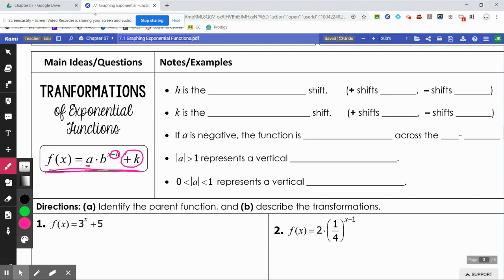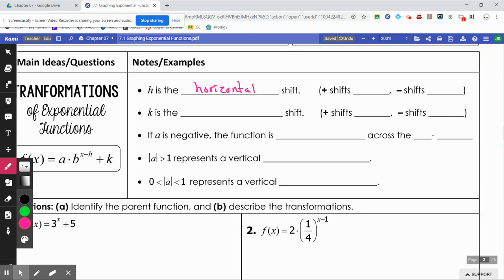Now notice it's not being multiplied by the x or to the x, so therefore this would stretch or compress it vertically. So therefore, let's go over all this. h is the horizontal shift, and the reason again we know it's horizontal is because it's on the x value. A plus would shift it left as always, and a minus would shift it right.